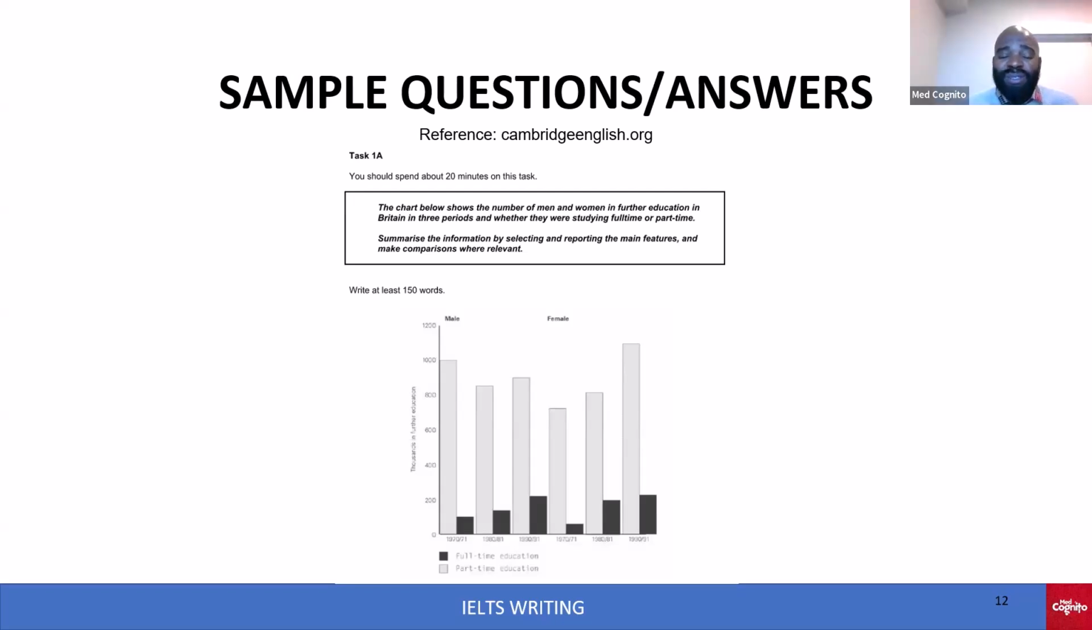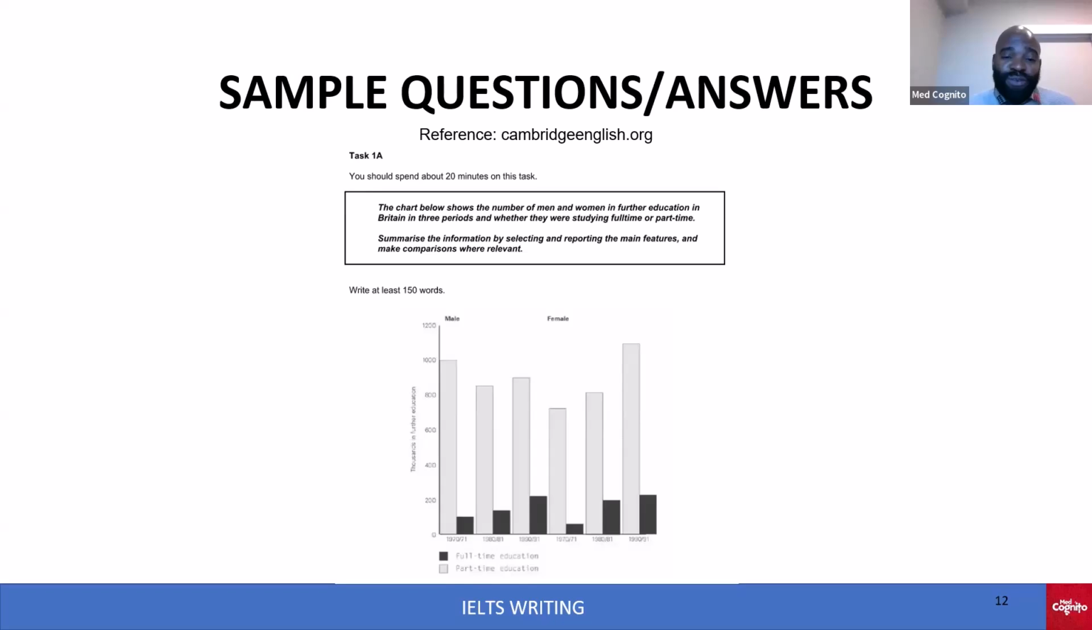We go back again to what we were asked to do: summarize the information by selecting and reporting the main features and make comparisons where relevant. And so we ask, what kind of features can we summarize? We've got information about education, about the males, about females. We can summarize that. We've got time periods, 1970-71, 1980-81, 1990-91.